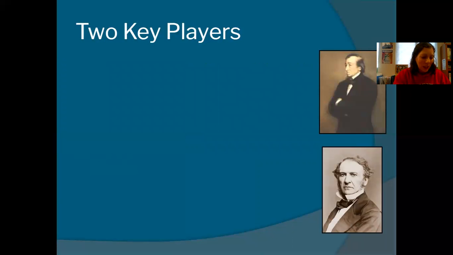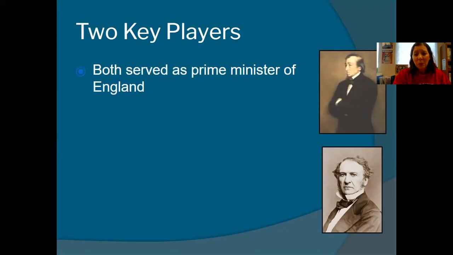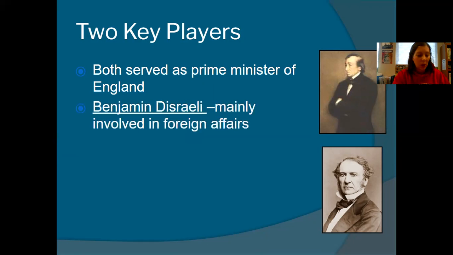So two key players in this whole time of reform were the prime ministers of England. They are kind of those key political figures, worked closely with the queen or king at the time, and really made a difference in some drastically different ways here. So our first guy up there at the top is a guy by the name of Benjamin Disraeli. He was the prime minister and mainly worked in the relationship of England with other countries. So very involved in foreign affairs.